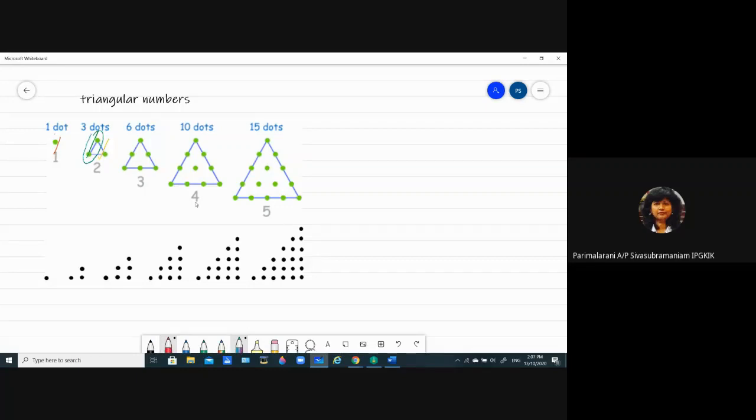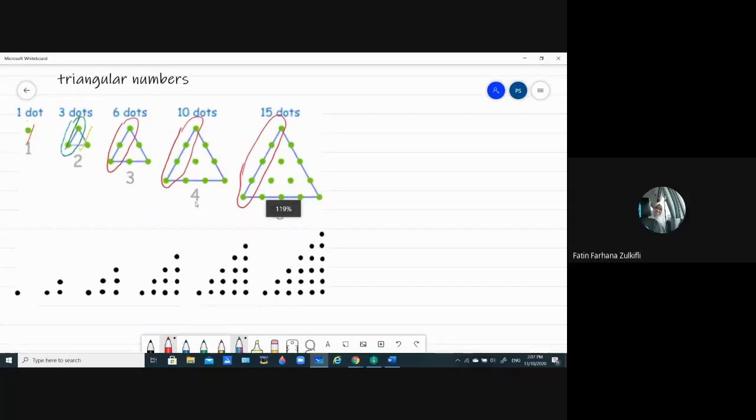We add 2 dots here. And then the third number we add 3 dots. Fourth number we add 4 dots here. Fifth number we add 5 dots, correct? So the part that we add here is known as a gnomon. This is a gnomon. Every time you add a part to the existing number, we are adding a gnomon. Can you understand that?